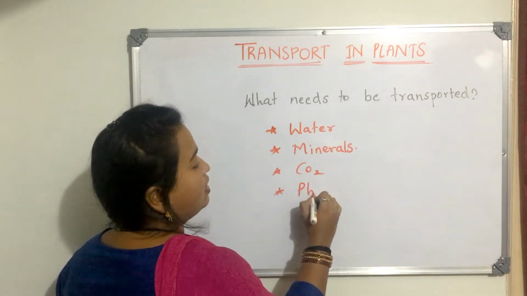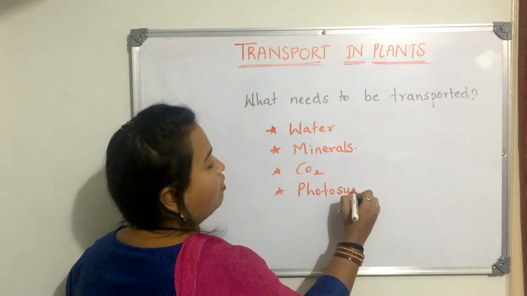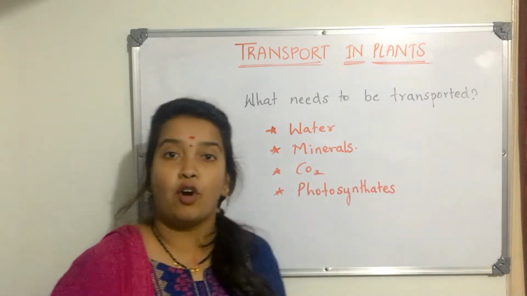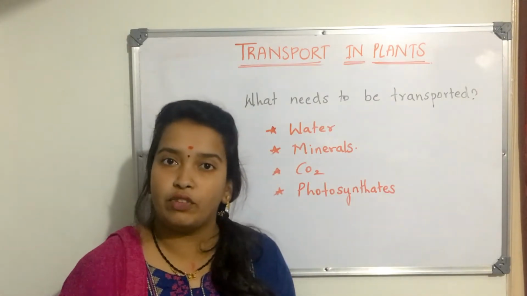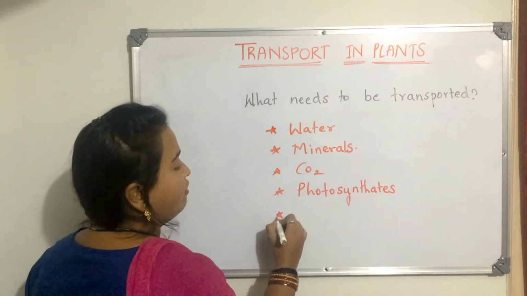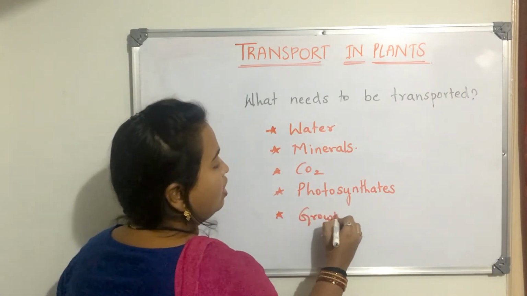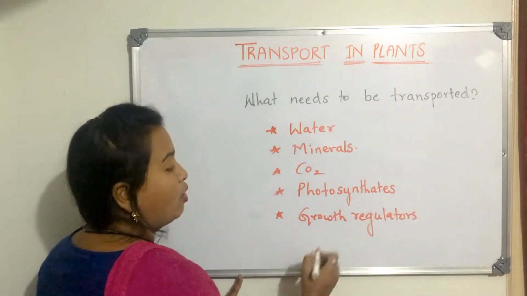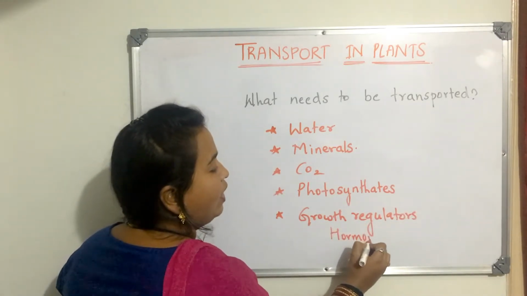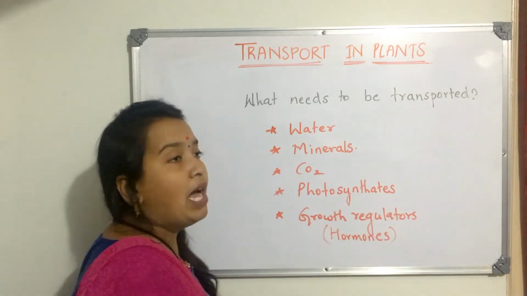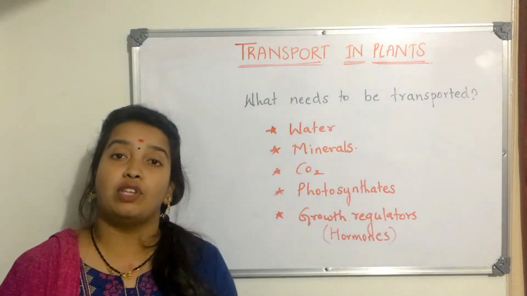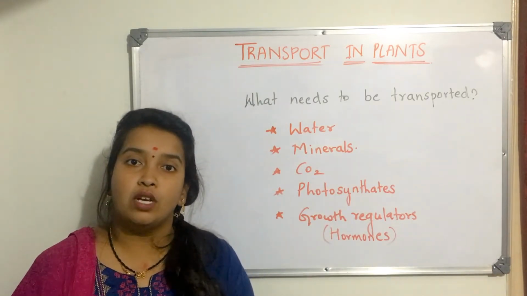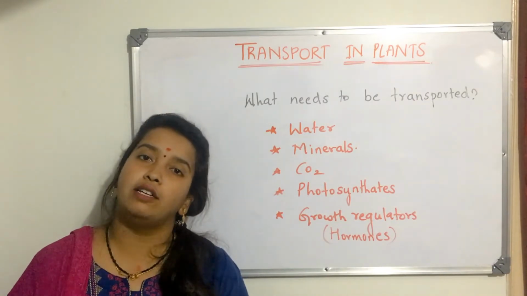Also photosynthates. After the process of photosynthesis, whatever product is formed needs to be transported to every cell of the plant. Finally, plants also have growth regulators. We call them hormones. Just like we people have hormones, plants also have hormones, which are required for the development of the plant. So even hormones are to be transported.